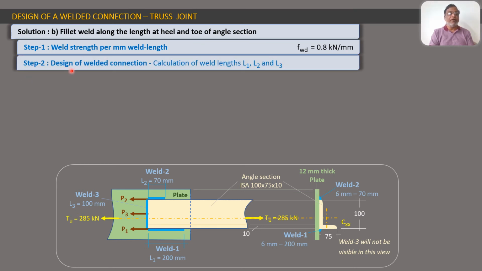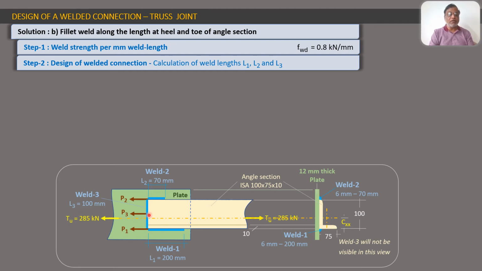Step 2 is design of welded connection. In this now we have to calculate weld lengths L1, L2 and L3. There are 3 welds now. So let us see where is the third weld. You will see this L1, L2 are already there, but this third weld, vertical weld, has also come.